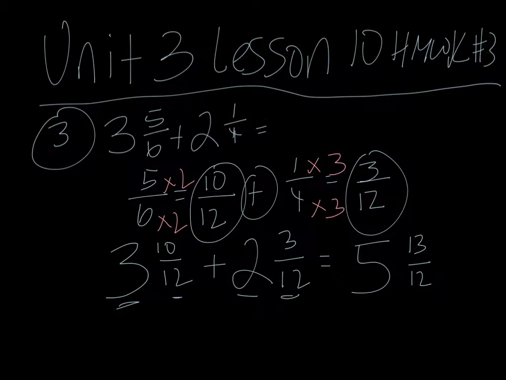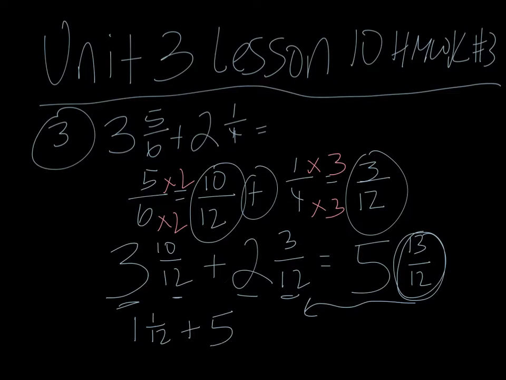Now, as you notice here, your fraction is an improper fraction. So you have to change that to a mixed number. So what ends up happening is that becomes 1 1/12. And you have to add that to the 5 wholes that you already have. And your final answer is 6 1/12.